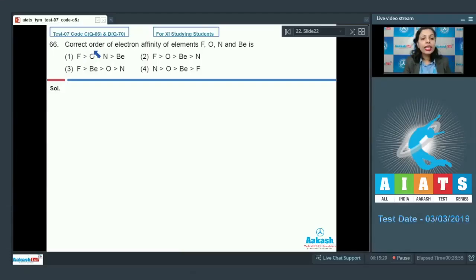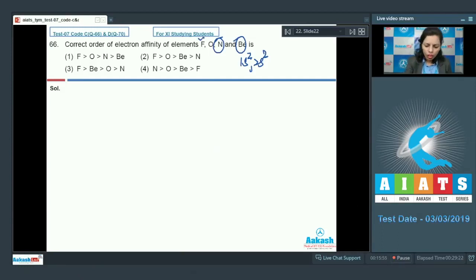Question number 66. Correct order of electron affinity of elements fluorine, oxygen, nitrogen and beryllium. If I talk about nitrogen, it has half-filled configuration. We know that half-filled orbitals are more stable than partially filled orbitals. Similarly, if I talk about beryllium, the configuration is 1s2, 2s2. Paired electrons are present there. It means these are those elements which have very less electron affinity.